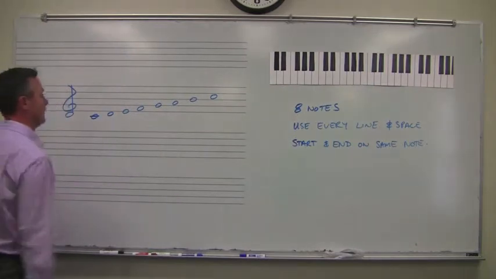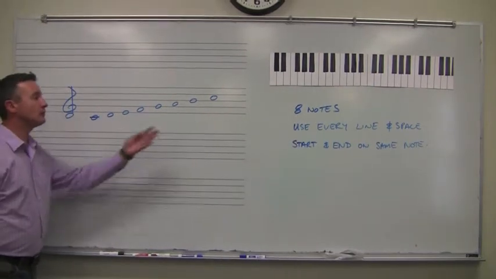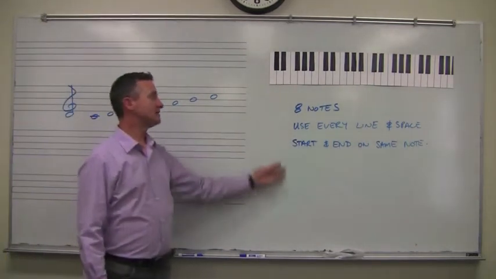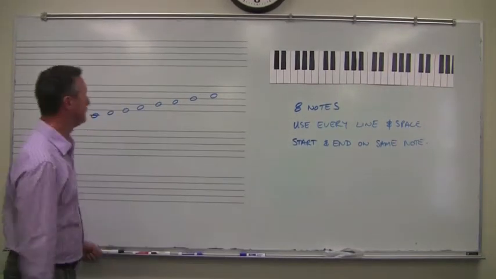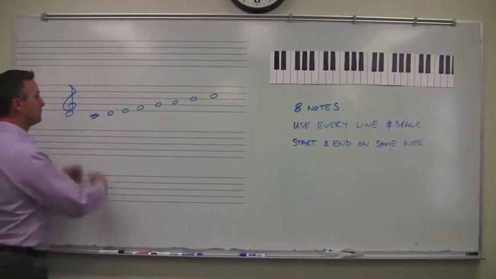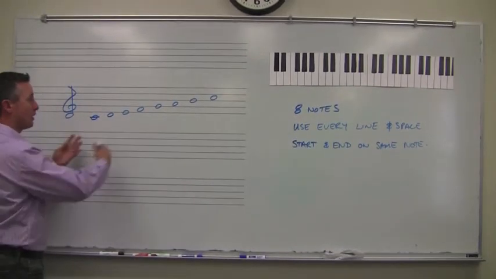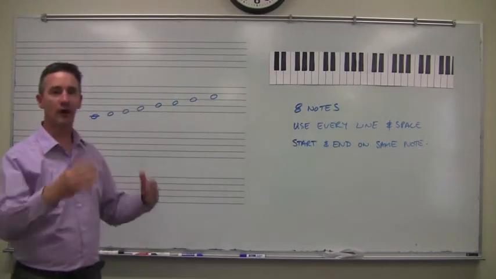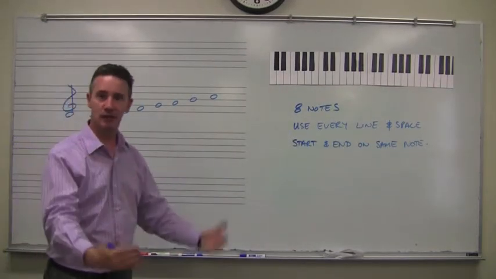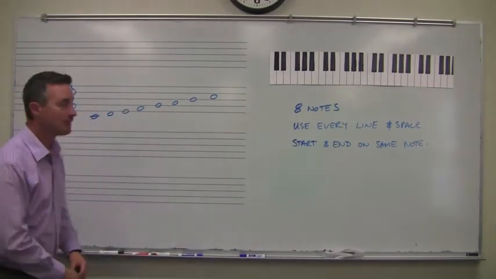So here we have a scale. It has all the criteria that suggest that it is a scale for our purposes, for our type of music. It has 8 notes, it uses every line and space, and it starts and ends on exactly the same note, an octave apart, on the same general pitch name, C to C.